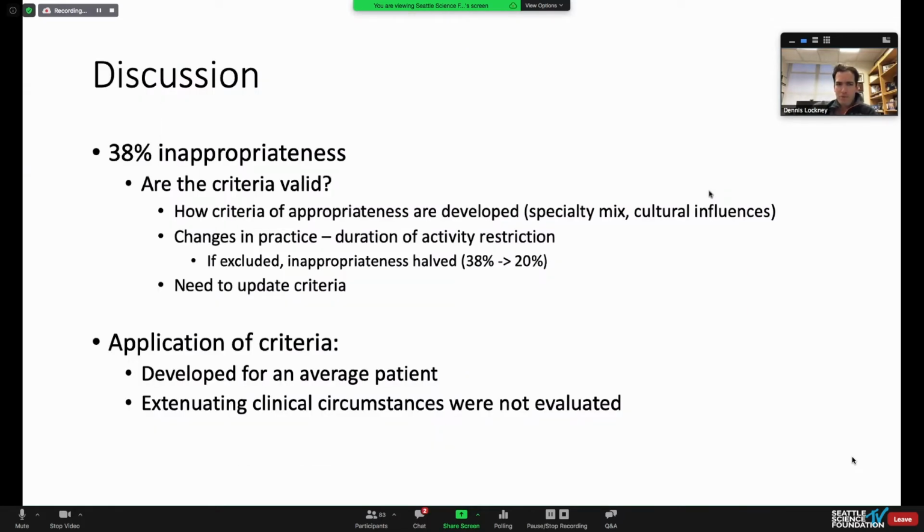So that sort of begs the question: 38% inappropriateness. That seems very high, and so that makes us wonder: well, are these criteria valid? And there's some criticisms of how the criteria of appropriateness are developed, meaning what specialty mix helped decide. Is an anesthesiologist being involved? Is a surgeon being involved? If you have a hammer, is everything a nail? So the specialty mix of the panel which developed these criteria.